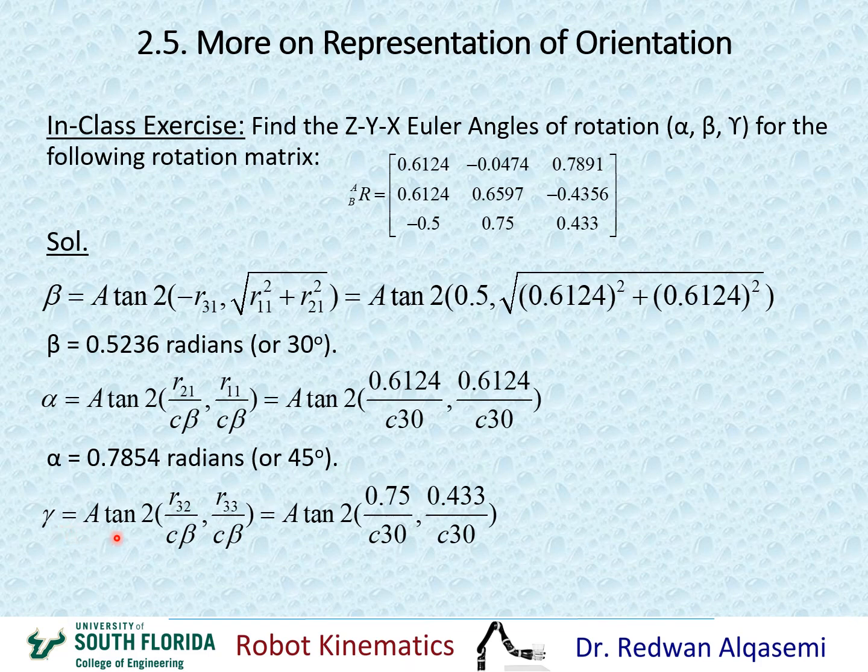Okay, for gamma now, atan2 of R32 divided by cosine beta and R33 divided by cosine beta. R32 is the third row, second column, right here, 0.75. So I can take this and put it here and divide this by cosine beta, which is cosine of 30 degrees. And I can place it right here. And then R33 is the third row, third column, 0.433. And I can place it here and divide that by cosine beta, which is cosine 30 degrees. If I solve this, I'm going to find out that gamma equals 1.0427 radians or 60 degrees.